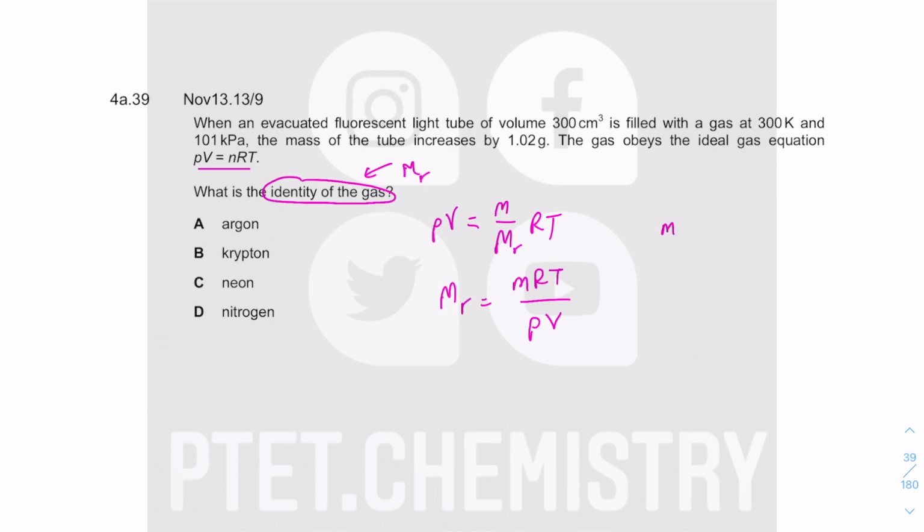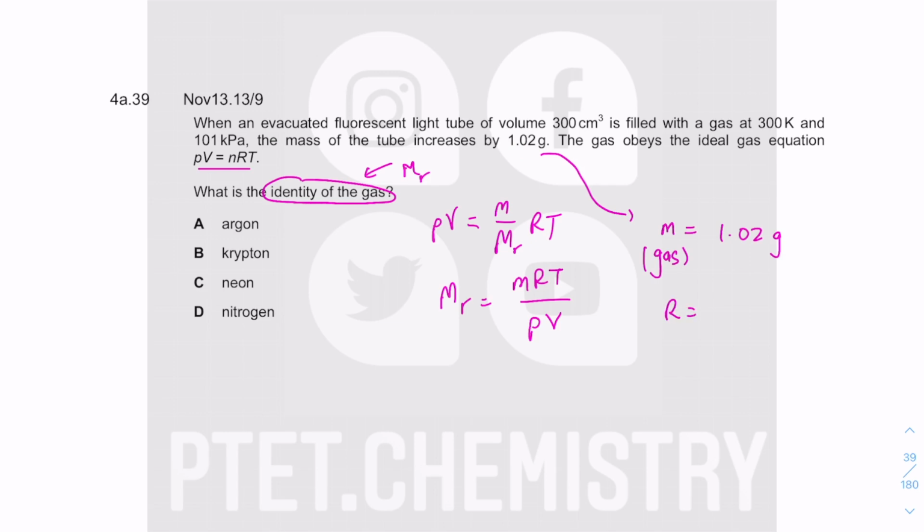Alright, so the mass m is the mass of the gas. So when you have that fluorescent light tube that is not the gas, you fill it with a gas, and then the mass increased by 1.02. So that is the mass of the gas, alright, not the mass of the tube, because the mass of the tube increased by this much. So this is the mass of the gas.